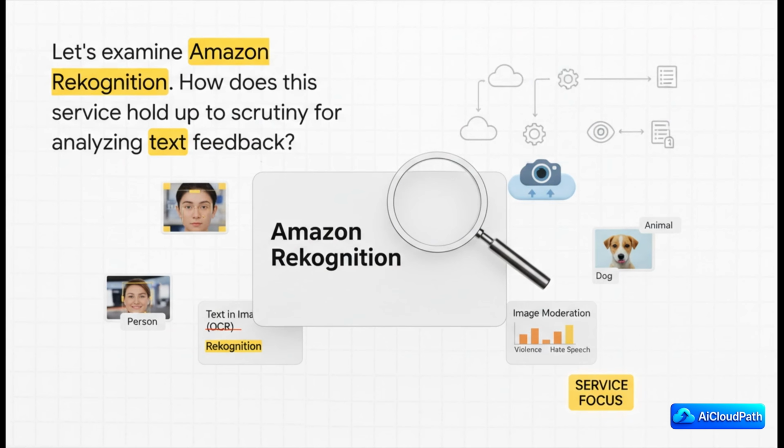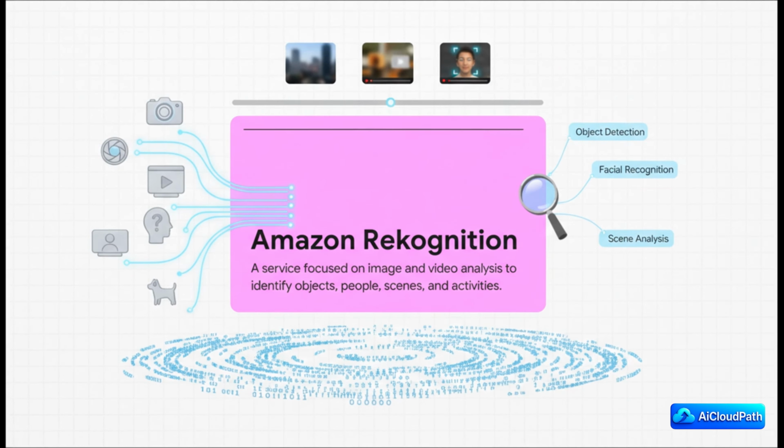All right, let's move on to our next suspect, Amazon Rekognition. How does this one stack up? Can it handle our customer feedback text? Let's see. Now, the key phrase on this slide, the one that tells you everything, is image and video analysis. Rekognition's brain is basically wired to understand pixels. It's brilliant at telling you there's a cat in a photo or identifying a celebrity in a video, but its native language is visual, not verbal.